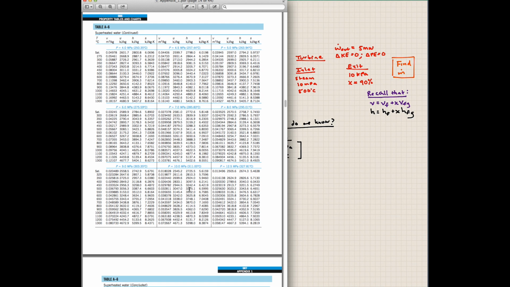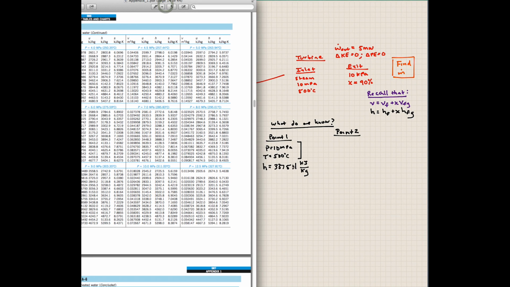So enthalpy in is 3375.1 kilojoules per kilogram. How about at point 2? And by point 2 I mean the exit. I just wrote that value down for 500 degrees C right here.